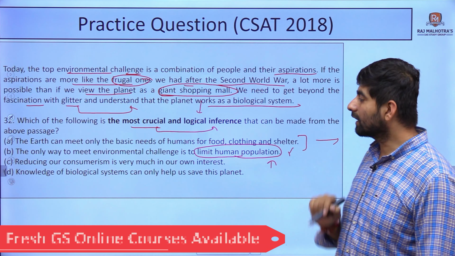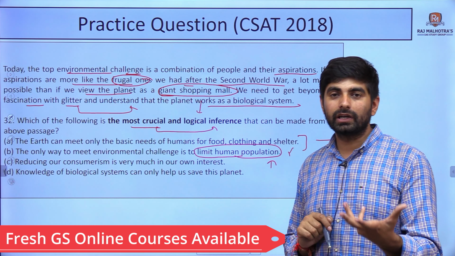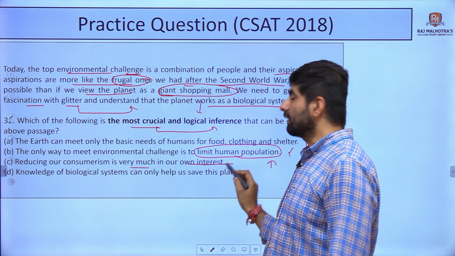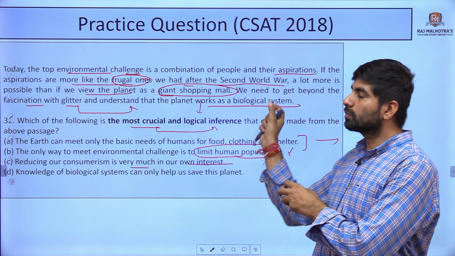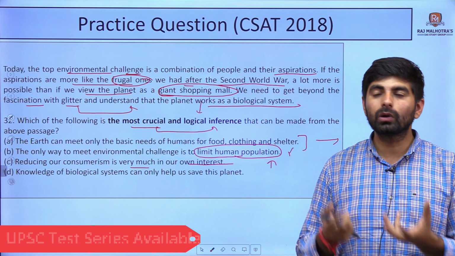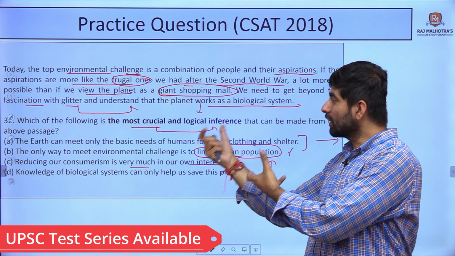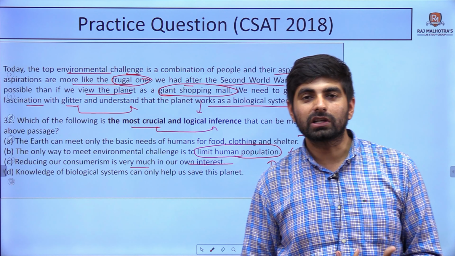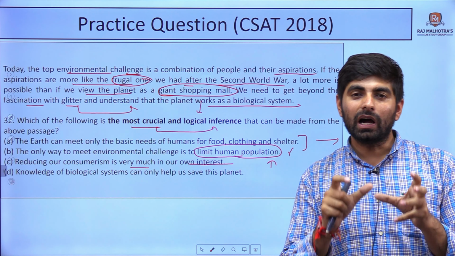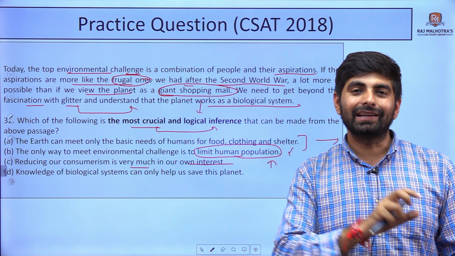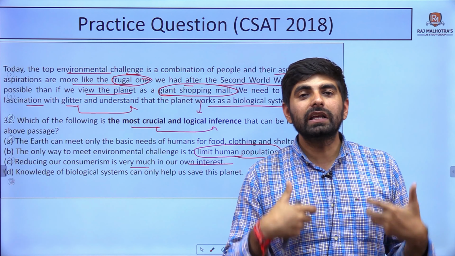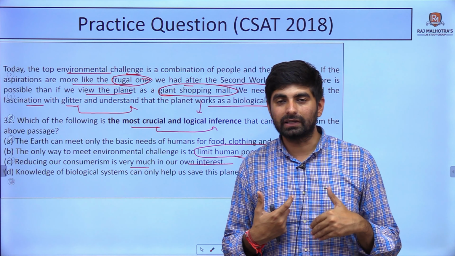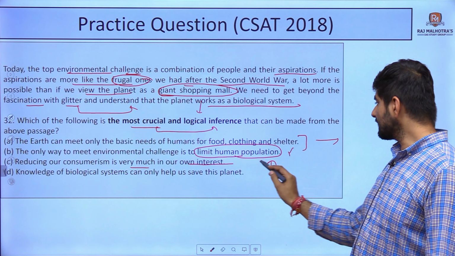Now reducing our consumerism, which was related to materialism, is very much in our own interest. Yes, this is true, because this was mentioned in terms of shopping mall, as well as the fascination with glitter, and understand that the planet works as a biological system, suggests that we are looking at our planet merely as a consumer, that we have to take things out of that mall. Clear? So this can be true.